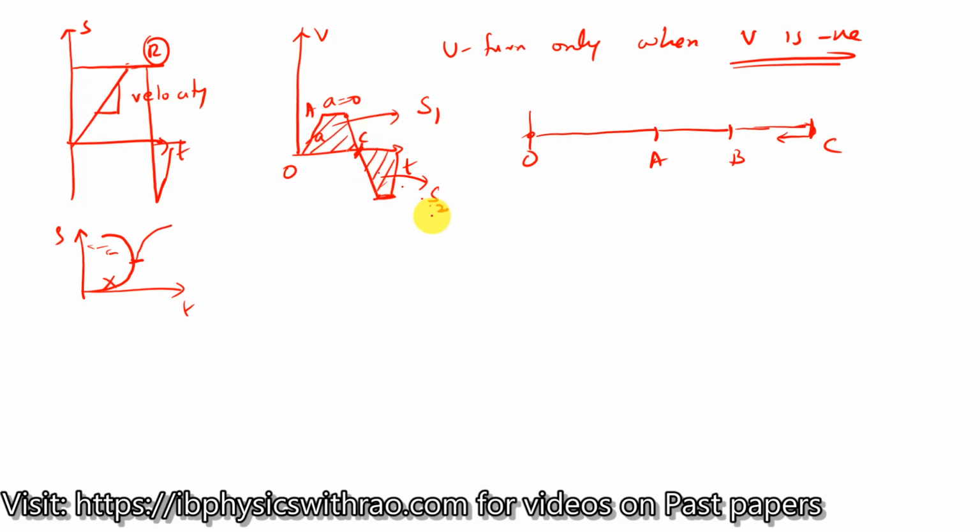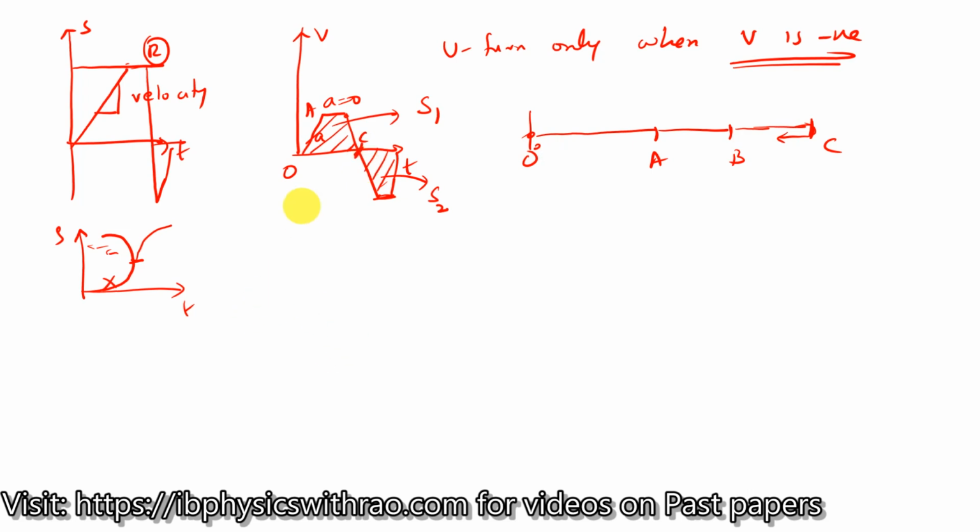If these two areas are equal, it means what? This particle started from point O, went to point C, and again returned back and reached the point O here. When it reaches the point O, these two areas would be equal. This is what you can understand from the VT graph.